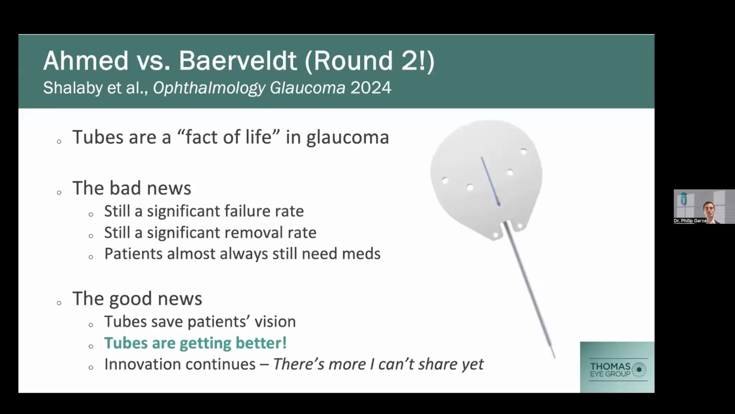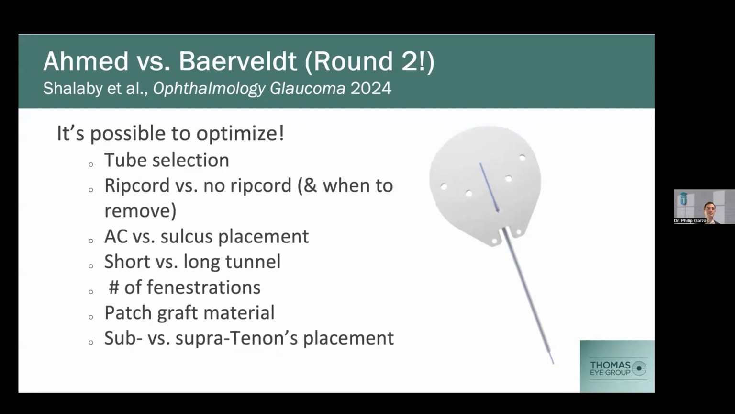So tubes are a fact of life in glaucoma. The bad news is there's still a significant failure rate with these. There's still a significant removal rate with these. And patients almost always still need meds. The good news is tubes save patients' vision, and tubes are getting better. So innovation continues. And in fact, I know some more information coming out. A year from now, I'll have another sort of update about tubes that I can't share right now. And so it's exciting to know that across the entire spectrum of disease, we're innovating.